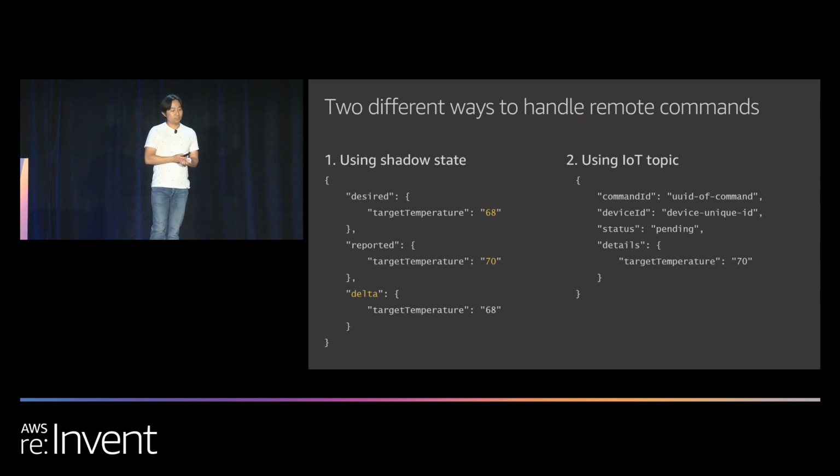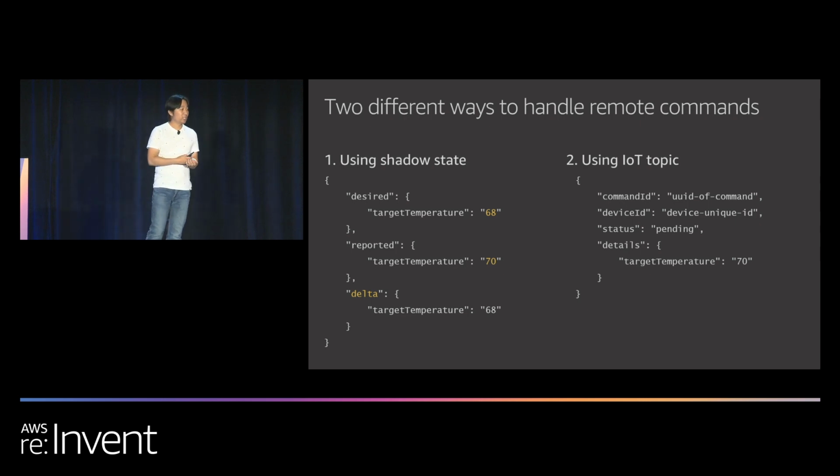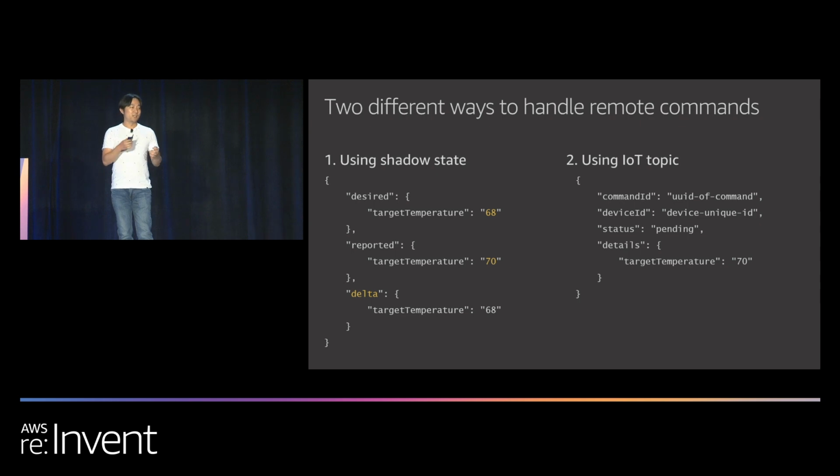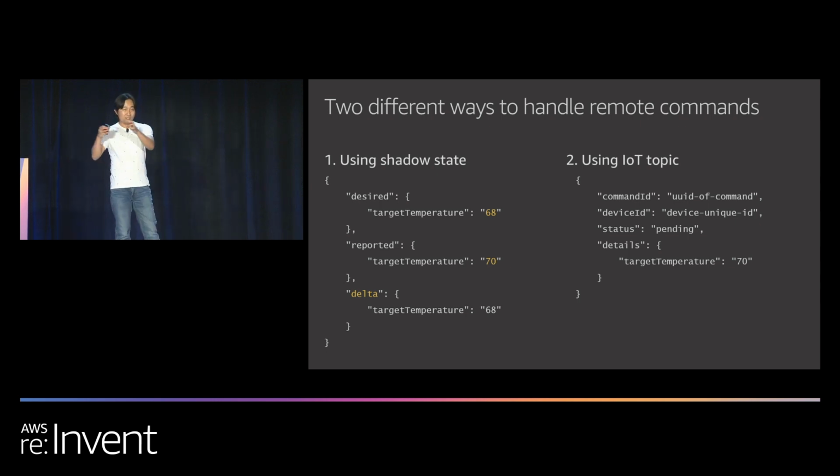On the device side, you can choose two different ways to handle remote commands. The first one is using shadow state, and the other one is using IoT topic. On the device, you might have AWS IoT Greengrass, or you can use the AWS IoT Device SDK. With the AWS IoT Device SDK, you can get the delta of the shadow, and you can get the IoT topic message as well.